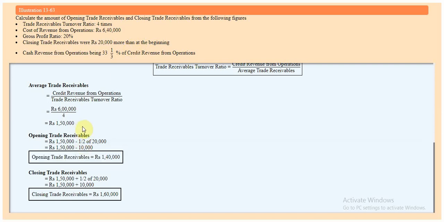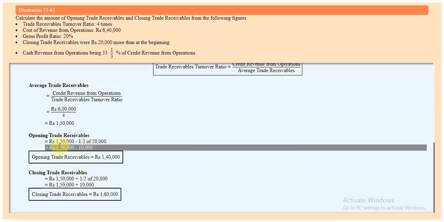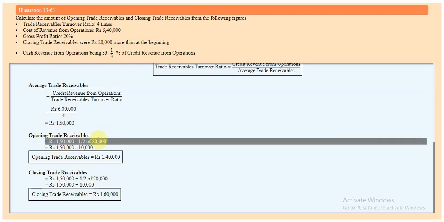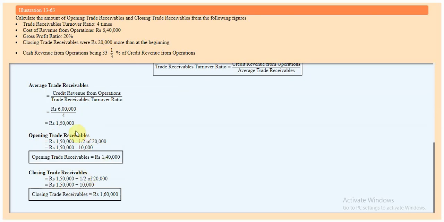So to the average trade receivables, we will add half of this difference to get the closing receivables, and with this average trade receivables, we will subtract half of this difference to get the opening trade receivables. That is the calculation we have done in these steps. So doing that calculation, we get the opening trade receivables as rupees 1,40,000 and the closing trade receivables as rupees 1,60,000. Friends, you can also do this by assuming a variable of x.